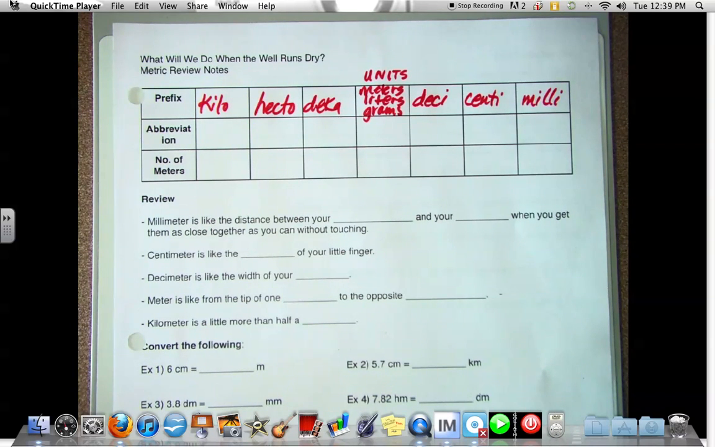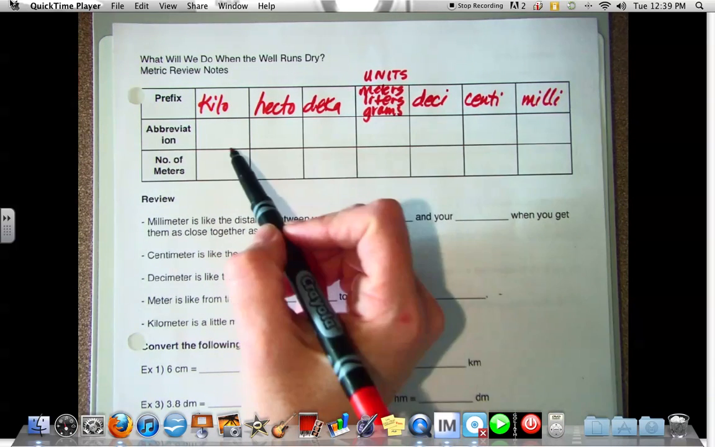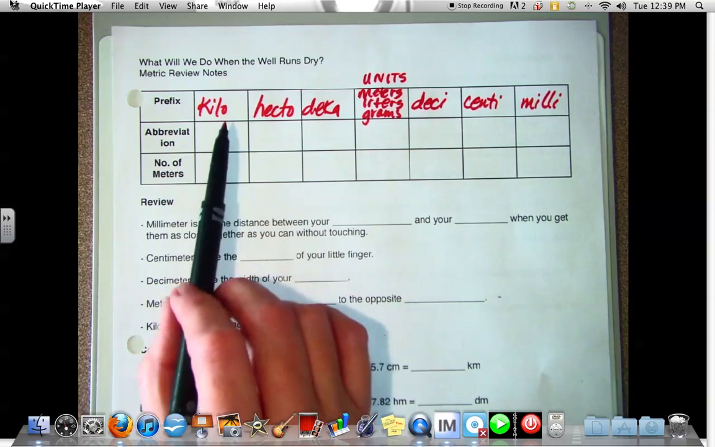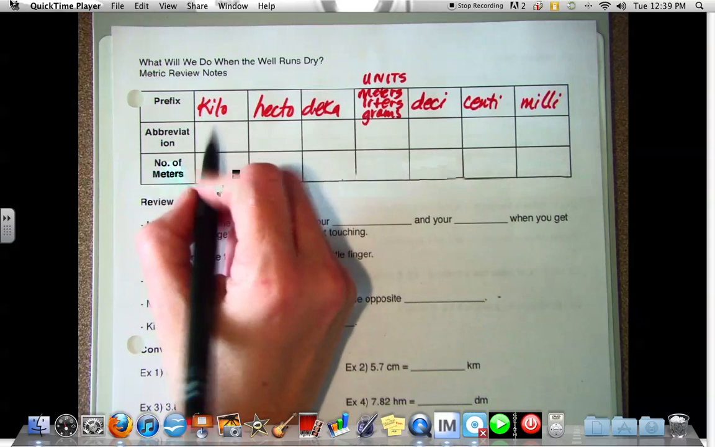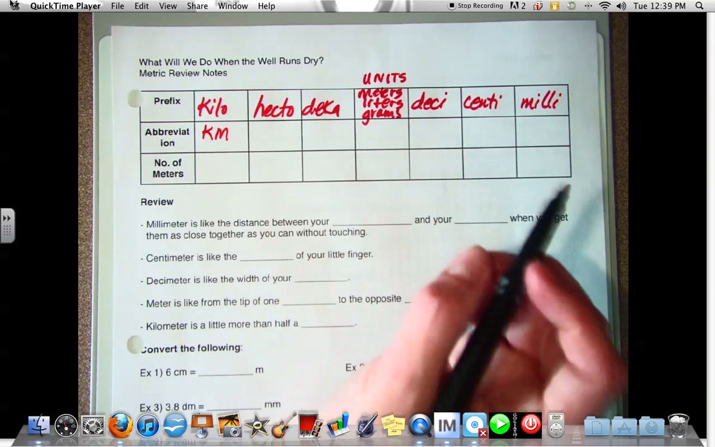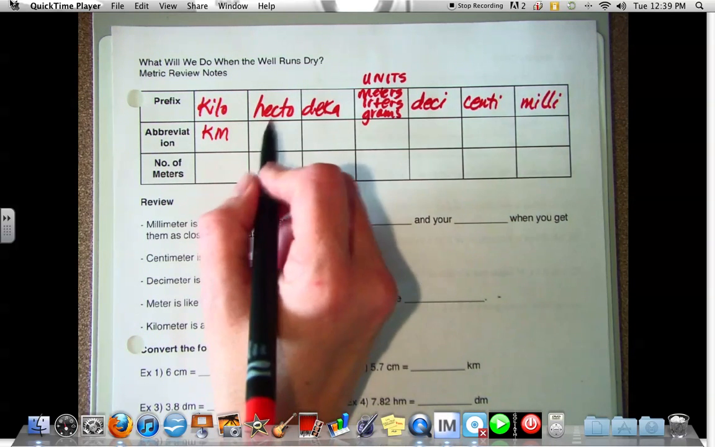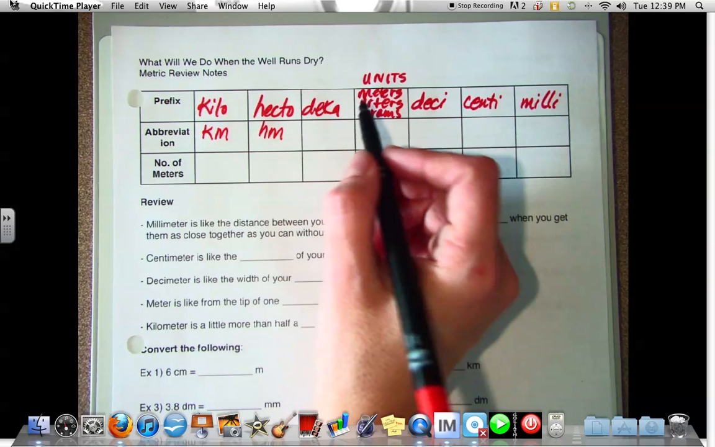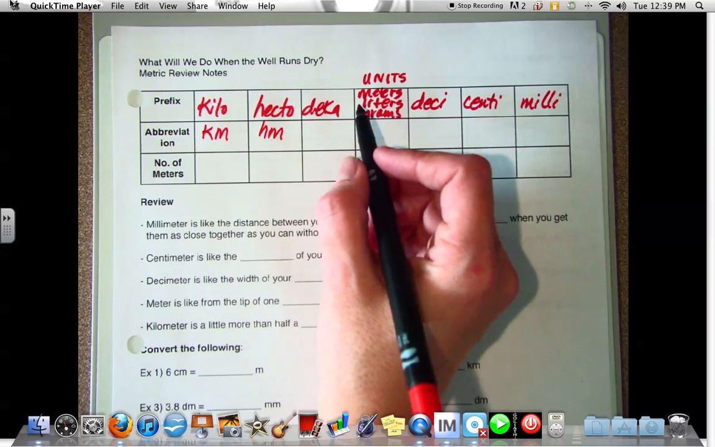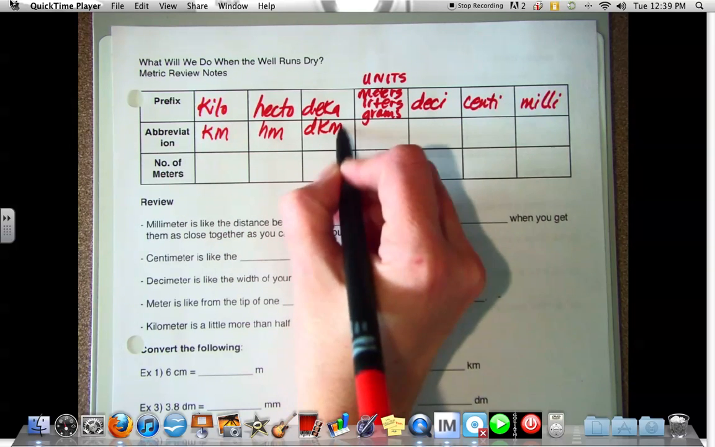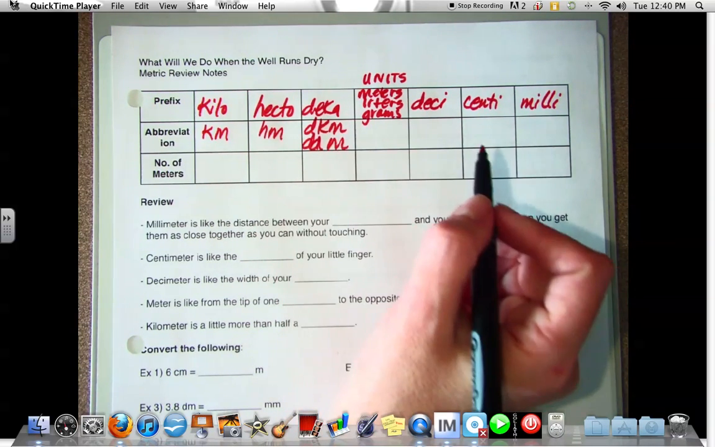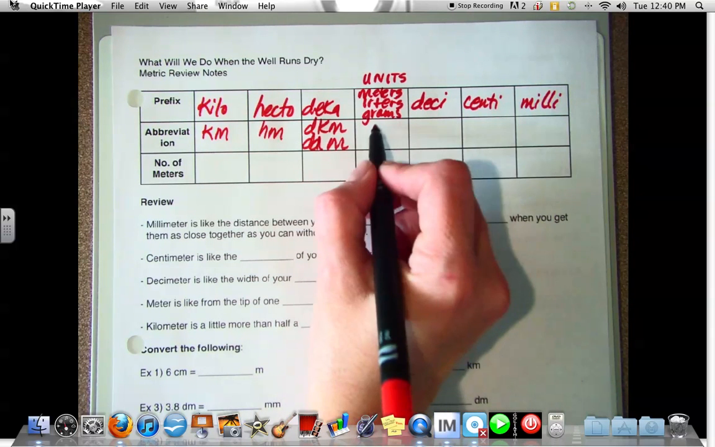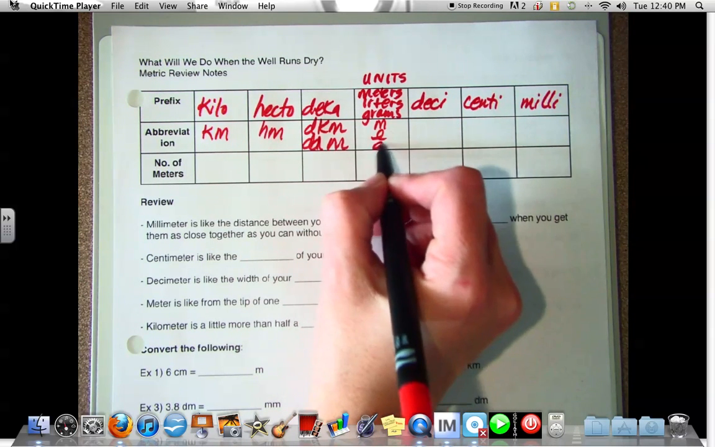We will be using abbreviations to represent the different units. I'm going to use the M to represent the meters. So if it's a kilometer, it's km. If it's a hectometer, it is hm. Decameter, dkm. There's also another one, dam. Meters are represented by the M, liters the L, grams the G.